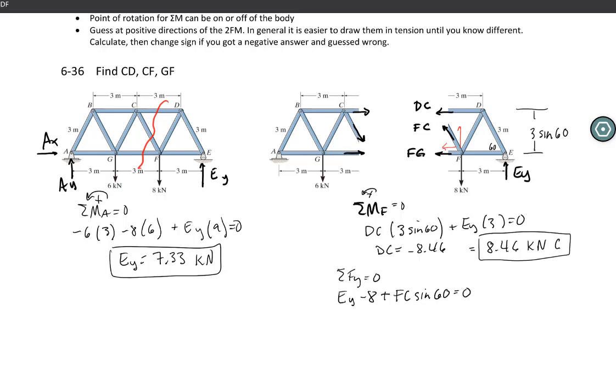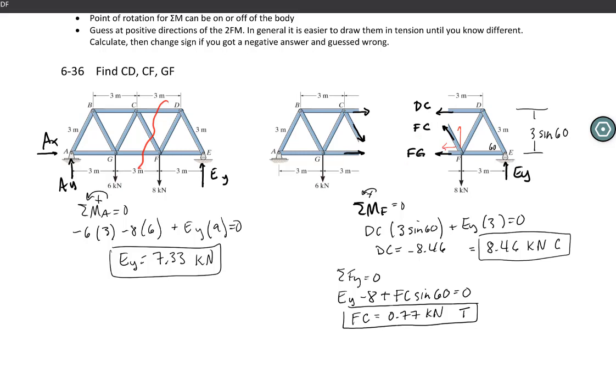I can solve that for FC, and that's going to be equal to 0.77. Let me go ahead and put it down here. FC is equal to 0.77 kilonewtons. I got a positive value. I drew it as a tension member, so I keep it as a tension member. I have that one as tension. All right, let's find this last piece, which is FG.